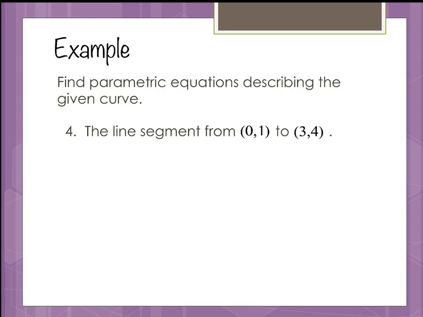I still have 2 points, (0, 1) and (3, 4). I have 2 points, but it's talking about a line segment, and I'm not given an equation. So this looks quite different than the one we were just doing. Agreed? I can't just let something be something and plug it into another equation. I don't have any equations to work with, so what do we do?